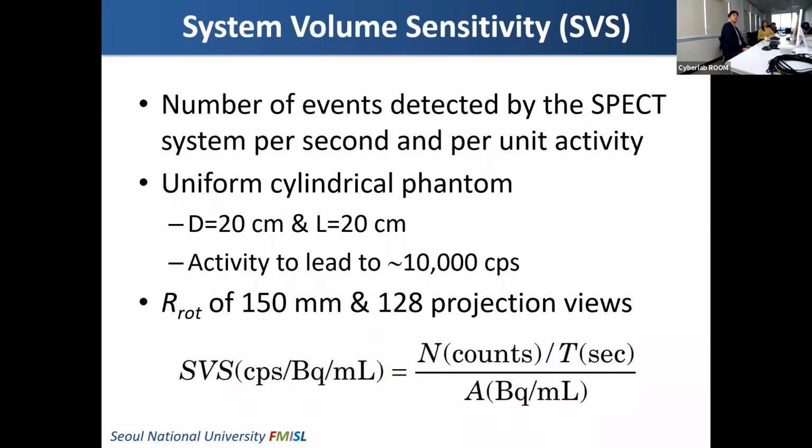Now, this is a standard method for how to measure system volume sensitivity. The definition of system volume sensitivity is the number of events detected by the system per second and per unit activity. The NEMA standard recommends using a uniform cylindrical phantom with 20 centimeter diameter and 20 centimeter length, with activity at about 10,000 CPS, a 150 millimeter rotation diameter, and 120 projection views to reconstruct SPECT images. Then we calculate the system volume sensitivity as the number of counts divided by the scan time and divided by the activity concentration.